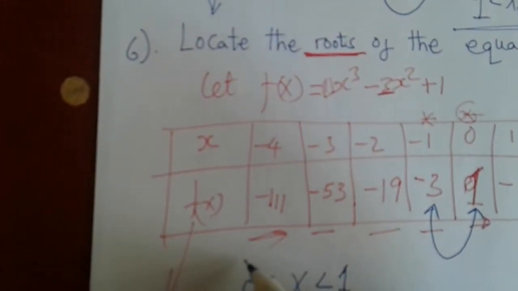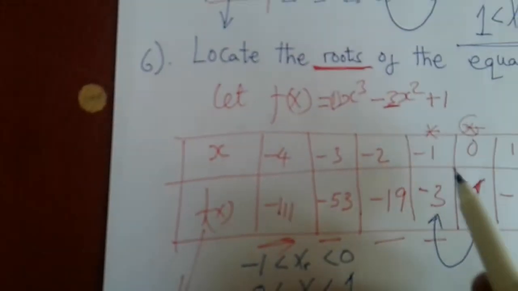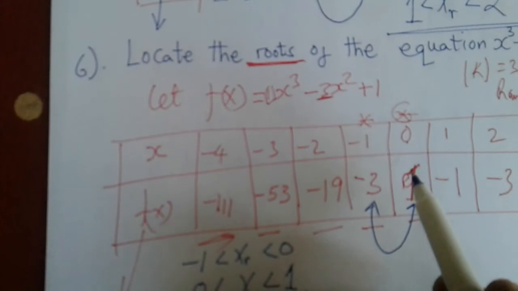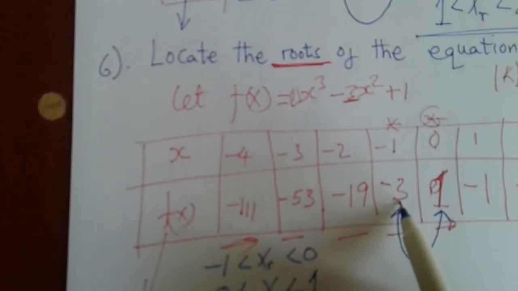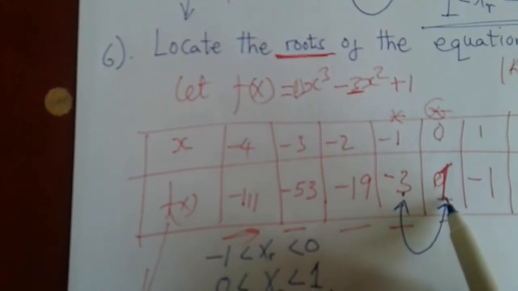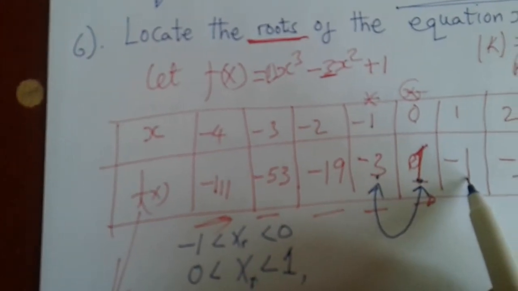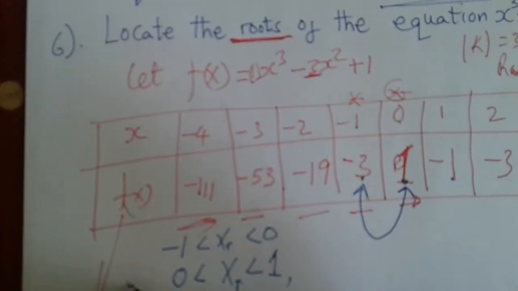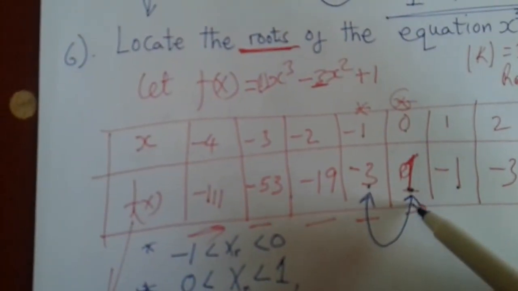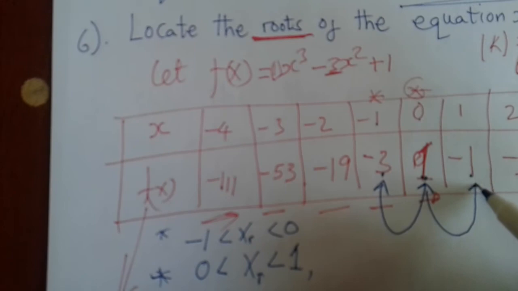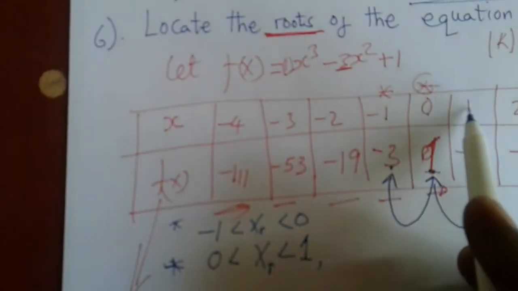Between -1 and 0 is our first range where the root lies, because f of x goes from negative to positive. Then we also see that we go from positive now to negative. That will be the second range, which I have already written down. It goes from positive into negative values of f of x, and that is between 0 and 1.